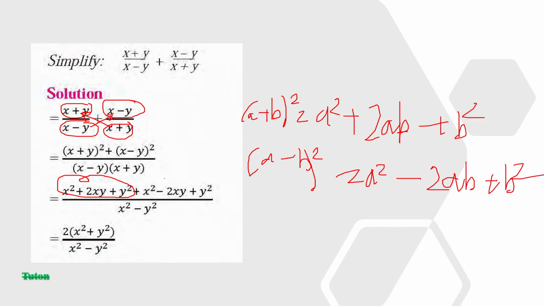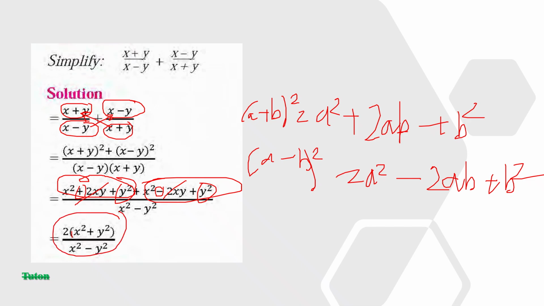Here we can see that now we can cancel that 2xy and 2xy, since this has a positive sign on it and this has a negative sign on it, which will cancel each other. Now x square and x square will add up to become 2x square, and y square and y square will add up to become 2y square.